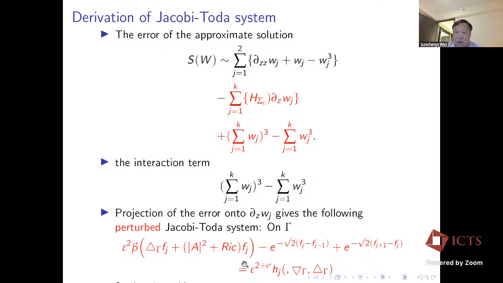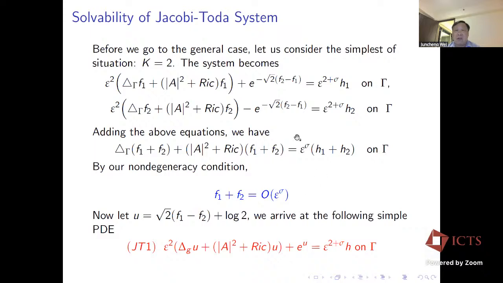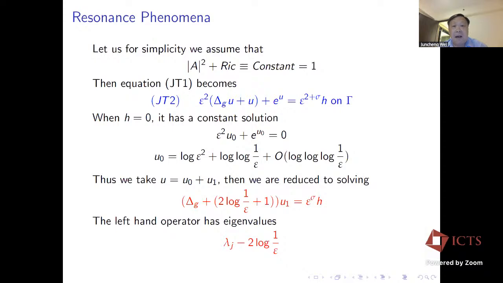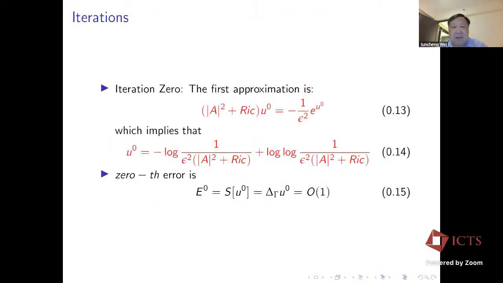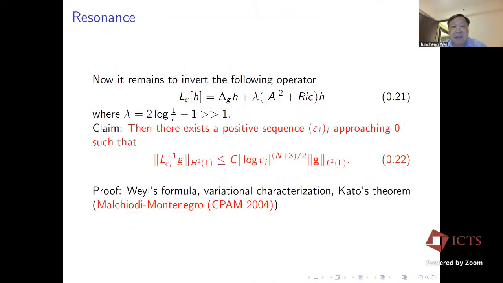To solve this Jacobi-Toda system, we solve it algebraically, and then we use a resonance condition to overcome the small eigenvalues. I will not discuss this. There is a gap condition and so on. So this is the gluing method for the resonance case. I will not discuss it because it is very complicated.